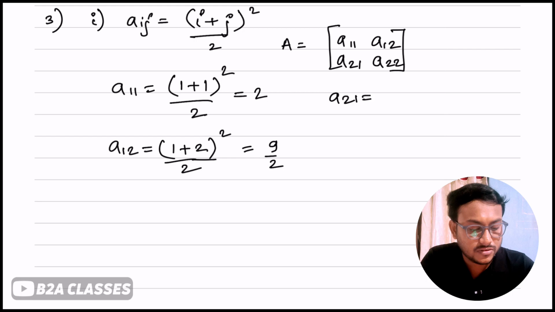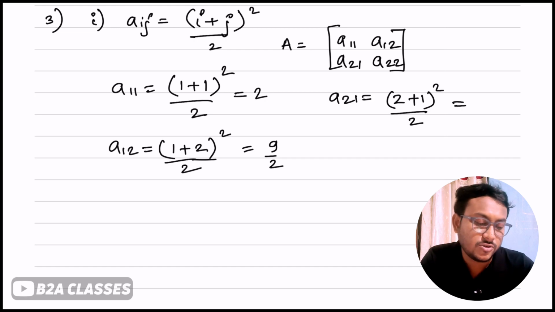A21 is basically, so I की जगह पे 2 है and J की जगह पे 1 है. So substitute करने पर क्या आ जाएगा? 2 plus 1 whole square आ जाएगा divided by 2, and the value of 2 plus 1 whole square divided by 2 will be 9 by 2.